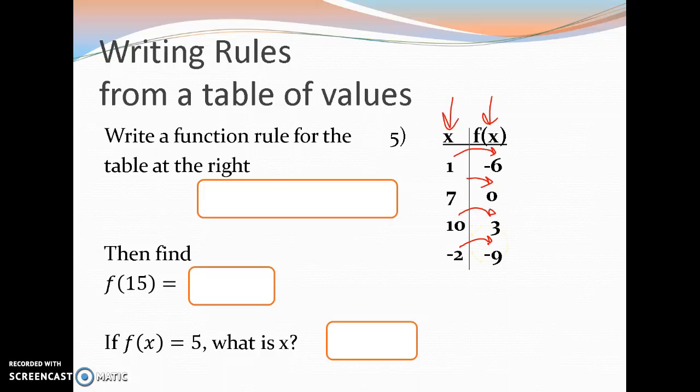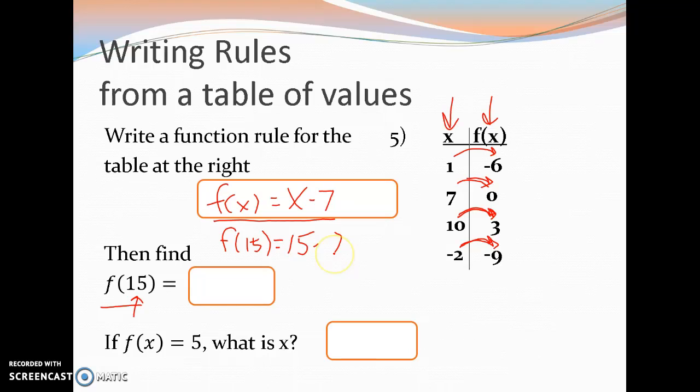So we might have to think about this a little bit, but after a while we should recognize that whenever we stick in an x, we subtract 7 from it. 1 minus 7 is negative 6, 7 minus 7 is 0, 10 minus 7 is 3, negative 2 minus 7 is negative 9. So our equation is f of x equals x minus 7. And if we let 15 be our input, it's going to be f of 15, which equals 15 minus 7, and 15 minus 7 is 8.